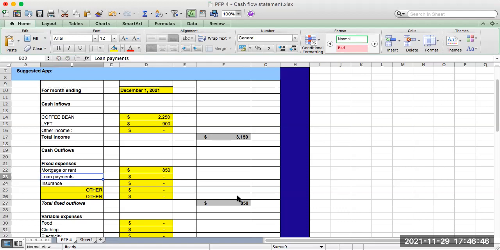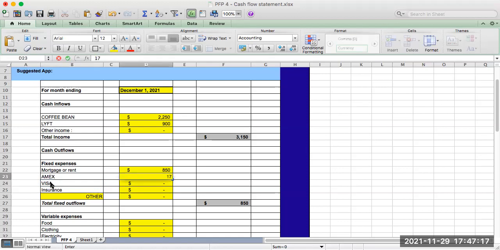Loan payments. Other videos talk about this. We did it when we talked about PFP1, our personal balance sheet, where we listed all of our loans. And then I have another video that talks about finding out how much debt you have. So maybe you want to list each one like Amex or Visa. Okay, this is $175 a month. This is $75.